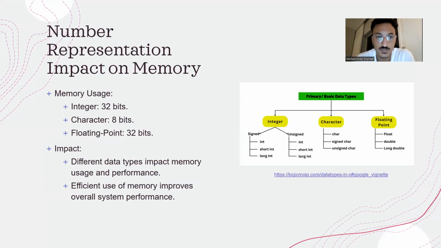Following up here, we have the number representation impact on memory. There are three types of memory usage: integers, characters, and floating points. Each consists of different bits. The integer and the floating point both consist of 32 bits, whilst the character consists of 8 bits. The integer, as seen over here on the side, has signed and unsigned parts, whereas the character has char, signed char, and unsigned char. As for the floating point, it has float, double, and long double types.